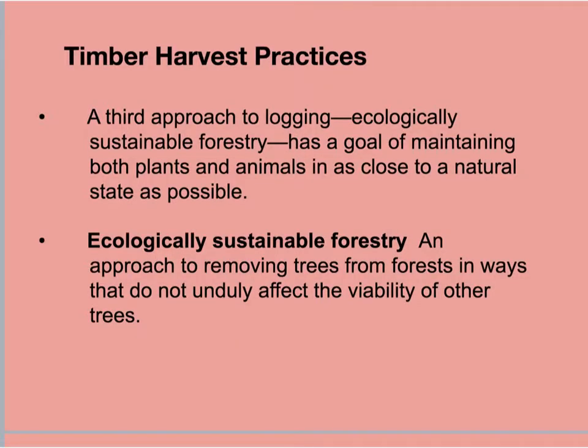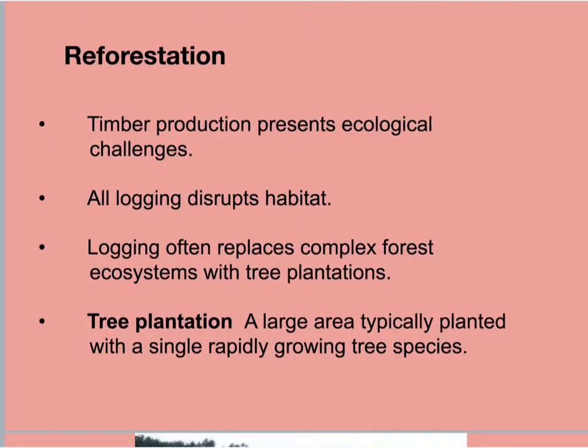So we talked briefly about this third approach, the ecologically sustainable forest, which removes trees from the forest in these non-invasive ways. The removal of trees from this forest definitely still has logging, deforestation, and reforestation effects. All logging disrupts habitat and usually has an effect, either negative or positive, on the plant and animal species there. So through all of this, one thing that we all try to do is reforestation. Timber production presents an ecological challenge, period, and all logging disrupts the habitat.